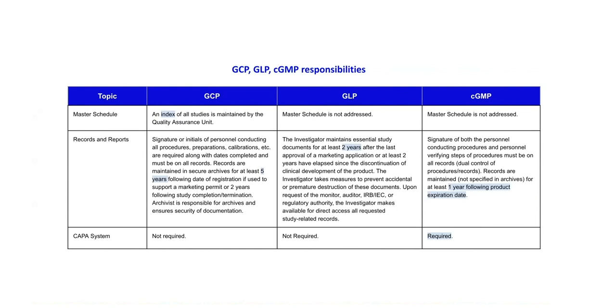Well, now we are arriving at one of the critical topics. What happens with data? In this case, we're talking about records and reports. They are so different if we talk about GCP or GLP. In the case of the GCP, we have to be aware that the life cycle of a drug in the early stages can take more or less between 10 and 12 years. Well, we need to keep all that documentation at least 5 years following the date of the registration. 5 years.